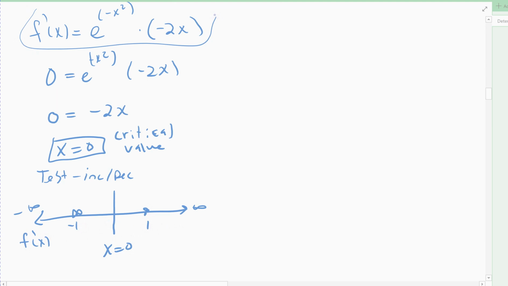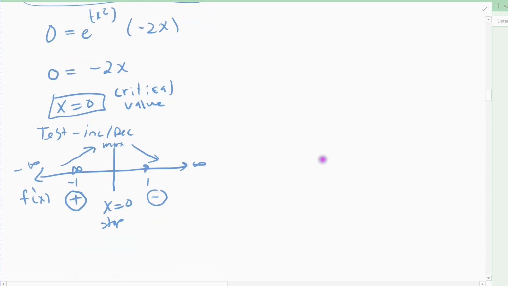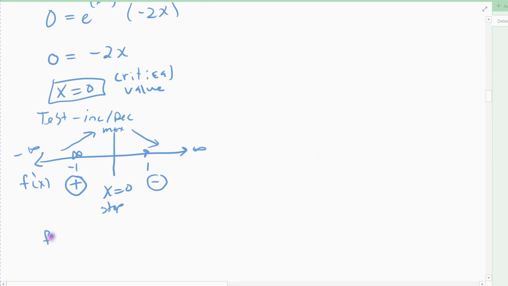Remember, the e function is always positive, never negative and never 0, so I don't even have to look at it. I really just look at the polynomial. So I look at the negative 2x to see if it's going to come out positive or negative. When I plug negative 1 in, the negatives cancel and leave me with a positive 2. At 1, it's going to leave me with a negative 2. So that means it moved up, stopped, and then moved down, which tells me this was a maximum at my 0.